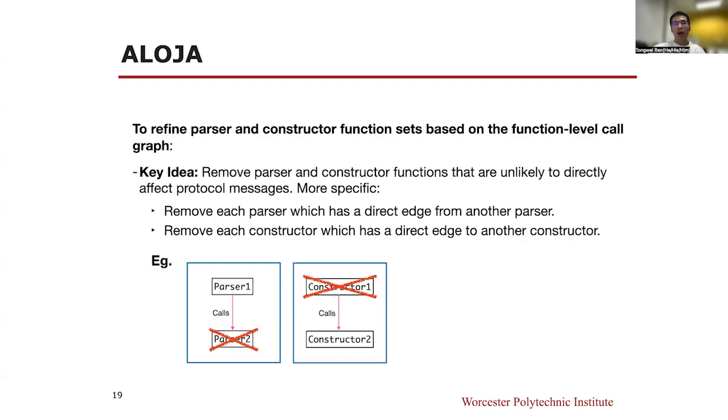To refine parser and constructor function sets based on the function level code graph, the key idea is to remove parser and constructor functions that are unlikely to directly affect protocol messages. More specifically, as shown in the example figure, Aloja will remove each parser which has a direct edge from another parser, and each constructor which has a direct edge to another constructor.